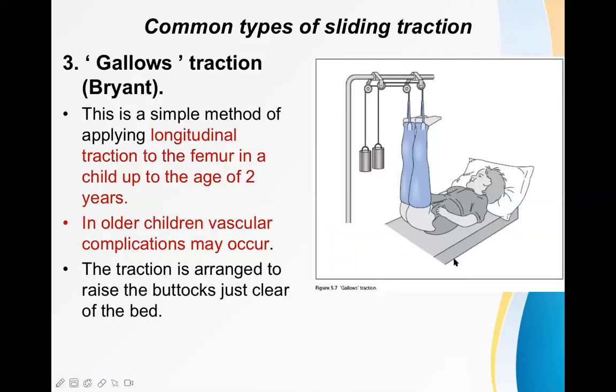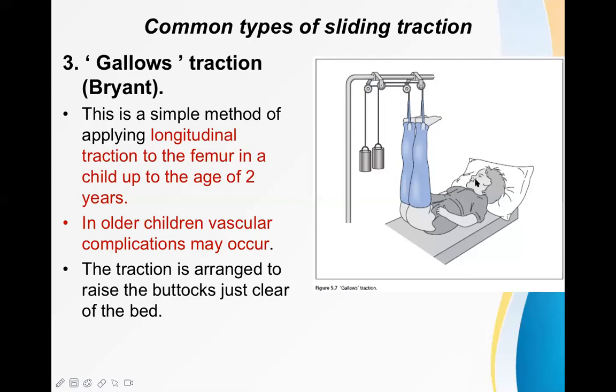Another type of sliding traction is a very interesting one. This is called gallows traction. Gallows is also known as Bryant traction. Now look at the picture here. This is usually done in a child who is less than 2 years of age, and if there is a fracture of the shaft of the femur, then usually the fracture is treated by this traction.